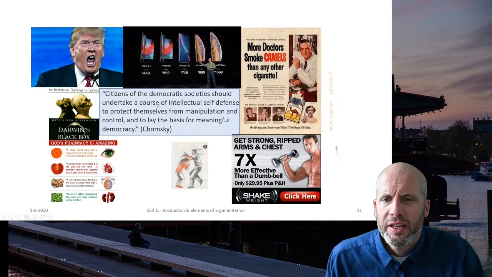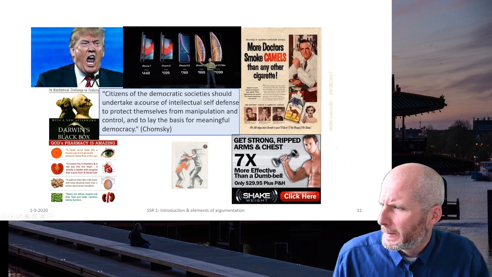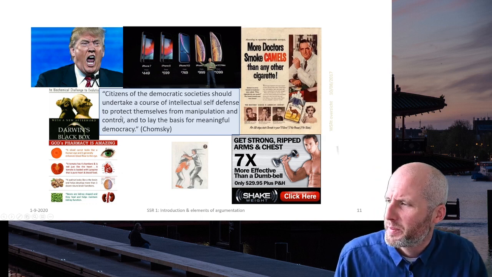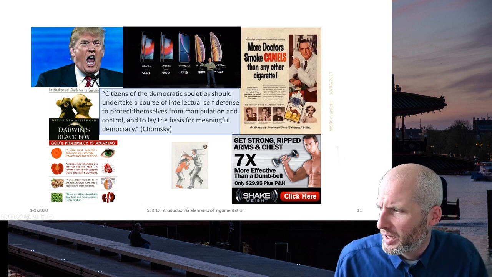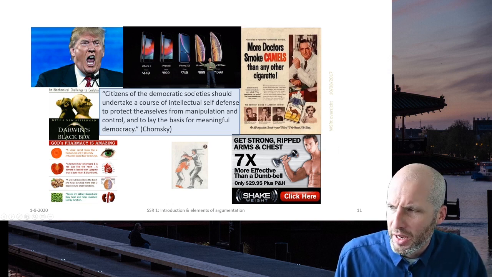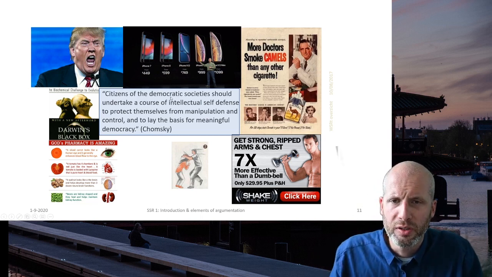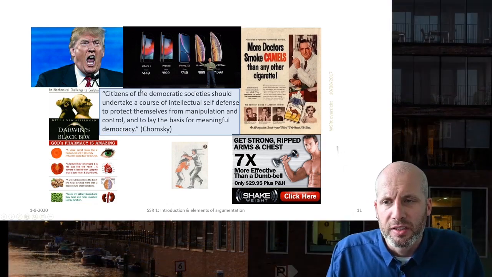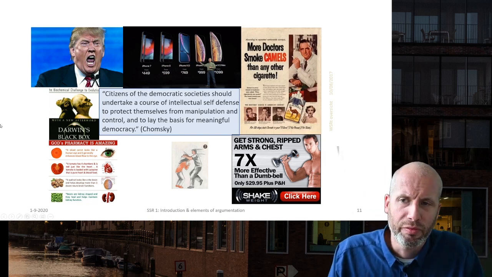So we're living in an age that calls for, as Chomsky calls it, a course in intellectual self-defense, right? Citizens of a democratic society should undertake a course of intellectual self-defense to protect themselves from manipulation and control and to lay the basis for meaningful democracy. So for all the reasons I just mentioned, as Chomsky says, it's essential for you to become skilled in intellectual self-defense, which we might paraphrase as, well, that course in intellectual self-defense, or part of it, is the course you're taking now, in which we're going to focus on critical thinking.